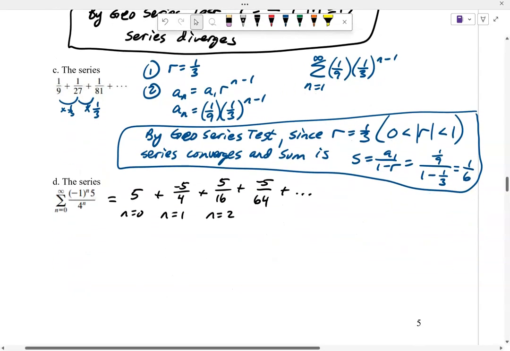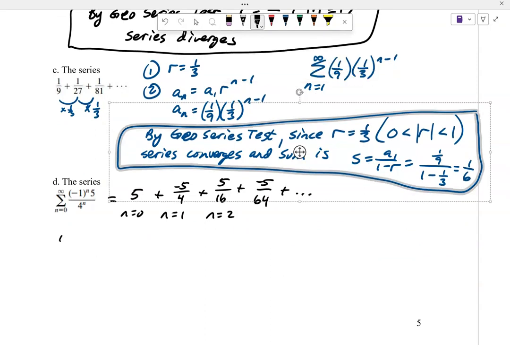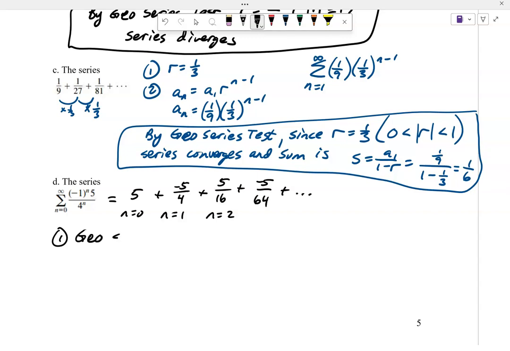So this is a geometric series. Your common ratio, you're multiplying by... so another geometric series, where your common ratio is negative 1/4 here. Multiplying by negative 1/4 each time.